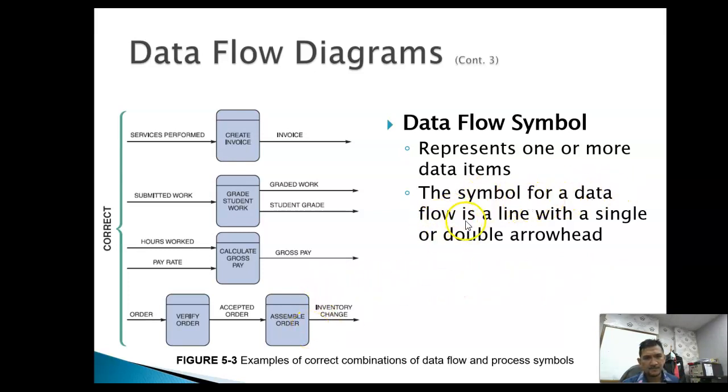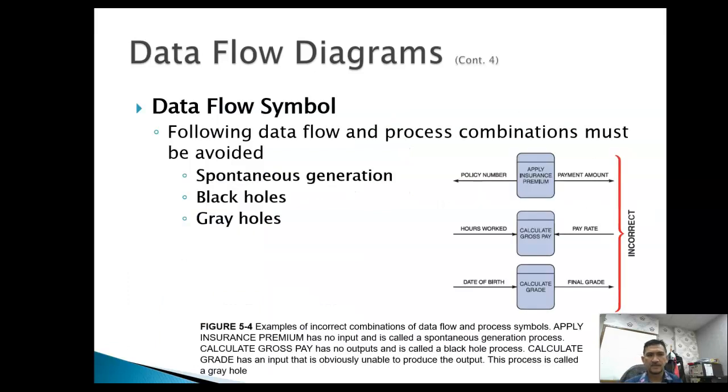The symbol for a data flow is a line with a single or double arrow. This is a single arrow. We can have a double arrow, meaning data flows out and data flows in. Now, this is the wrong one. Data must flow in and flow out. This one is both flowing out, so we don't have input data. This one is both input. Totally wrong.